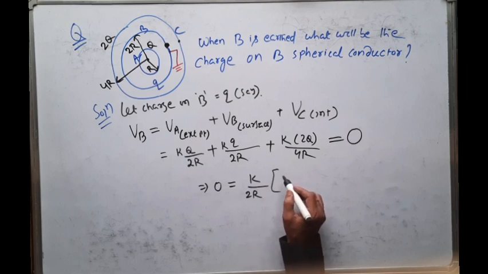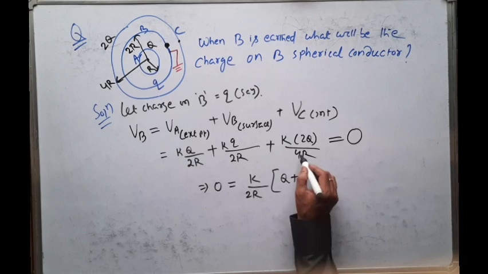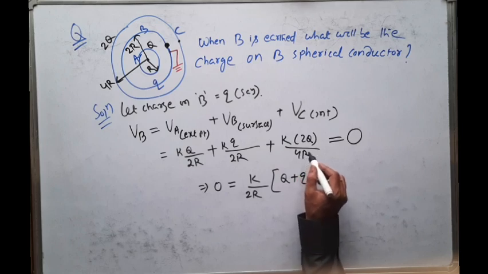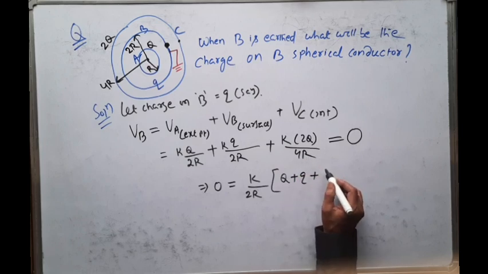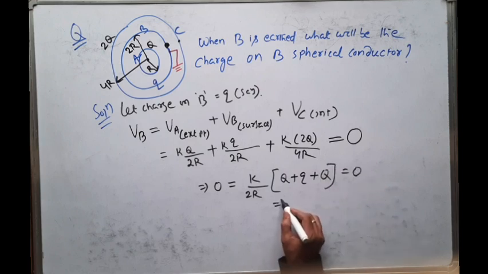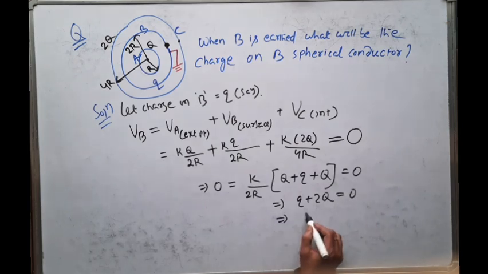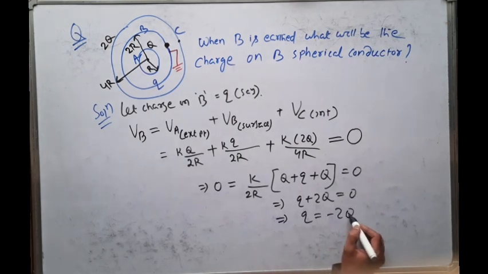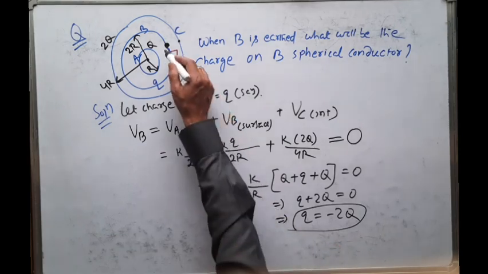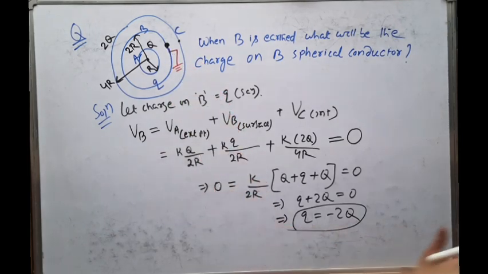K by 2r take common. So this is your Q. You have taken K by 2r, so this is also Q equal to 0. That implies Q plus 2Q is equal to 0, which implies Q is equal to minus 2Q. So the charge on the B sphere is not equal to 0, though it is connected to the earth.